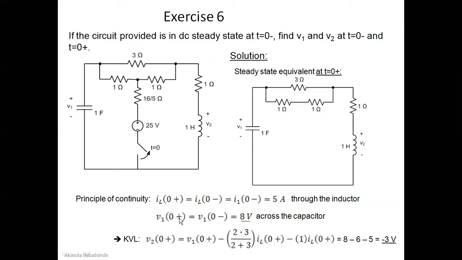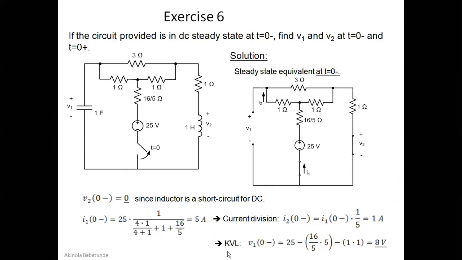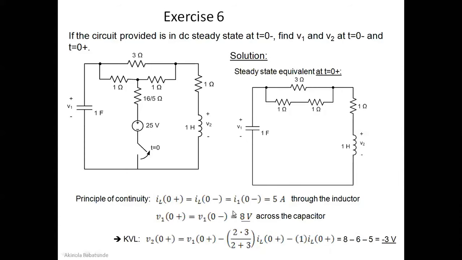Also, V1(0+) will be equal to V1(0-), which will be equal to 8 volts across the capacitor. Don't forget, if you flip back, we found V1(0-) across this capacitor is 8 volts, so that would also be equal to V1(0+). So we have our IL(0+) of 5 amperes, and we have our V1(0+). Now we want to find our V2(0+). How do we find V2 when the time is 0+, after the circuit is now open?